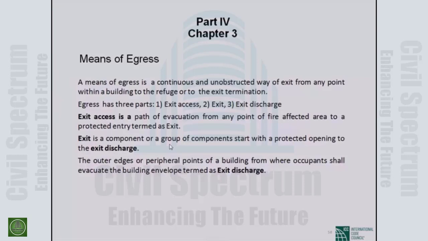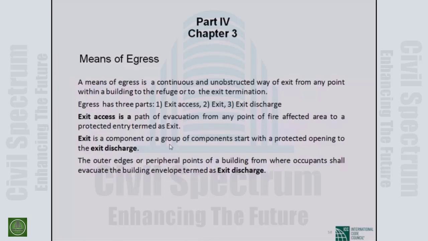If it is a high-rise building, from the floor, he just starts at the first staircase entry. That is the start of the exit, and the way through the staircase and out of the building is the exit. When he is out of the building, that is the exit discharge. So an exit may be a single point or a single plane.